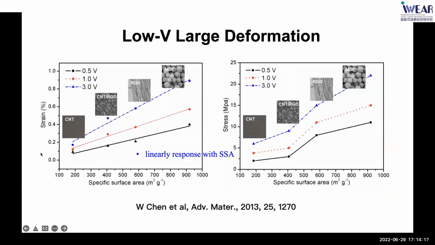Okay, after using these nanoelectrodes, we can easily achieve large deformation under very low voltage. From these two figures, we can see the strain and the stress increase due to the increase of specific surface area. That means it's a linear response with SSA. The best result is achieved by the MOF structures, because the MOF structure has the highest SSA in our nanoelectrodes research.